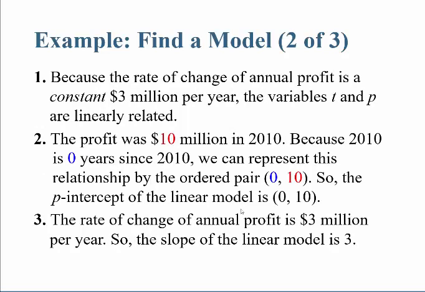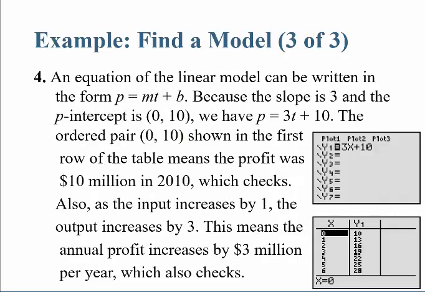Because the rate of change of the annual profit is constant at $3 million per year, the variables T and P are linearly related. So a constant rate of change means there's a linear relationship. The profit was $10 million in 2010, like I was saying. Because 2010 is 0 years since 2010, we can represent this as the ordered pair (0, 10). So the p-intercept of the linear model is (0, 10). The rate of change of the annual profit is $3 million per year. So remember, slope is the rate of change. So the slope of this linear model is 3.